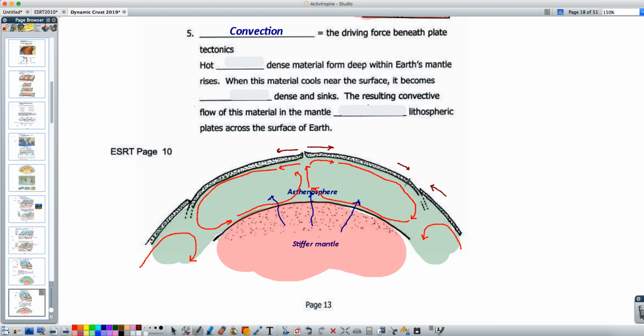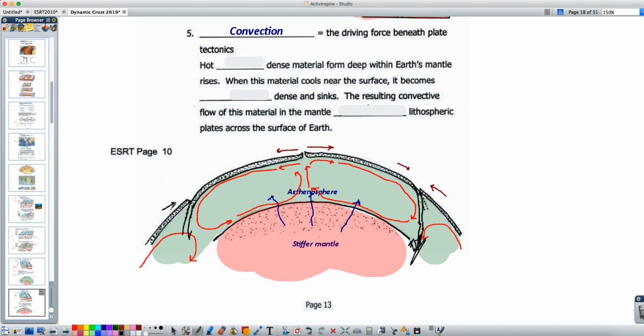Now what happens to the plate? The plate moves, and the plate subducts into the earth like this. Scientists now realize that it subducts much more than they originally thought. In fact, they think it actually goes all the way through the asthenosphere and begins to melt down here near the stiffer mantle area. So this subducting goes far deeper than we thought.